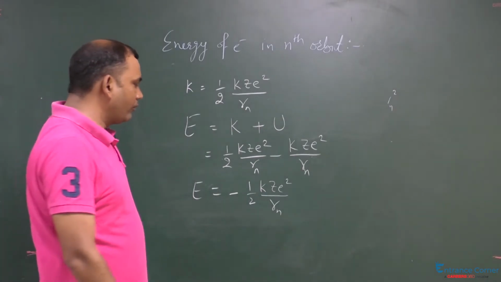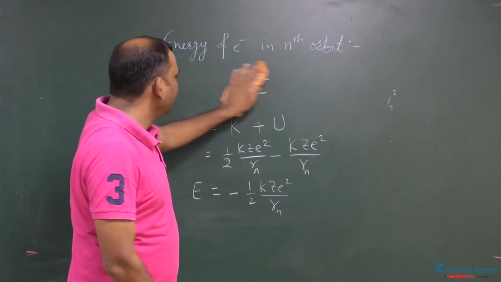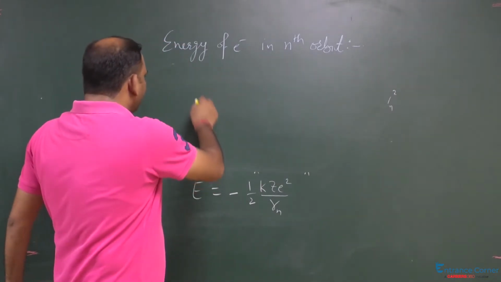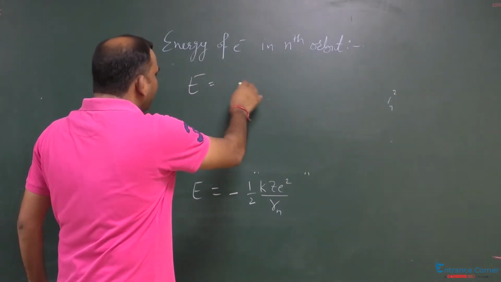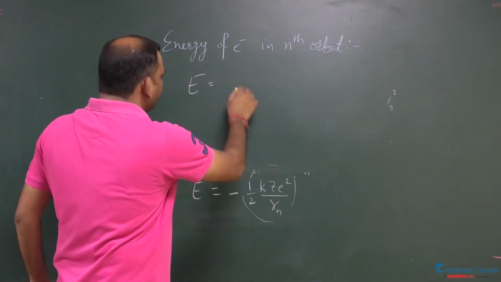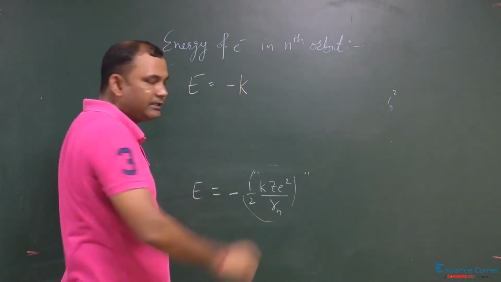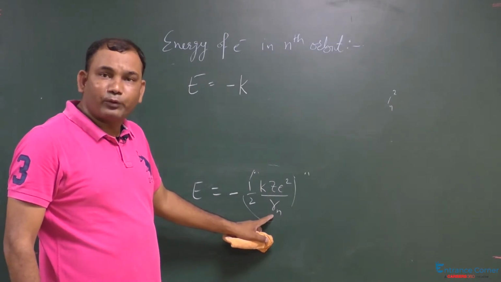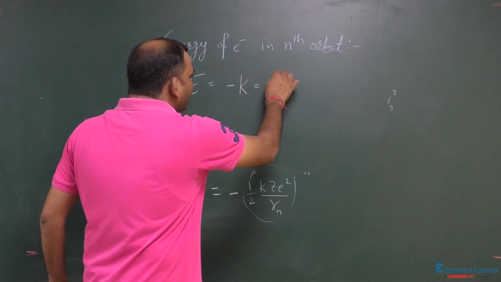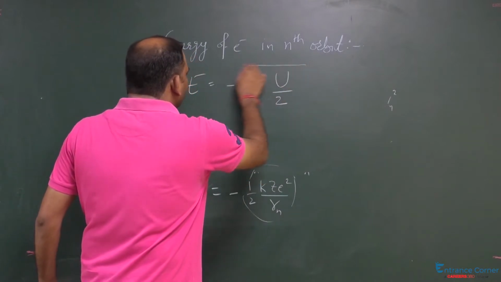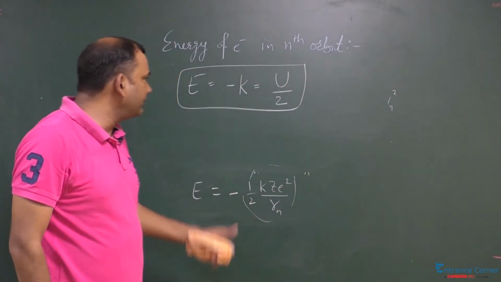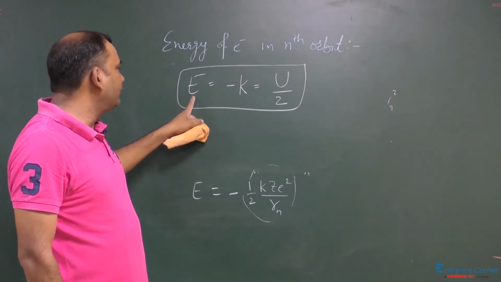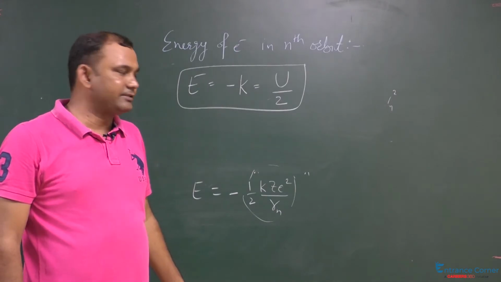Now, we can write this total energy in terms of kinetic energy as well as potential energy. Total energy is minus kinetic energy, and minus K ZE square upon Rn is the potential energy, so total energy is equal to potential energy by 2. Sometimes a question is asked on this concept where kinetic energy is given, and you can calculate the total energy and the potential energy.